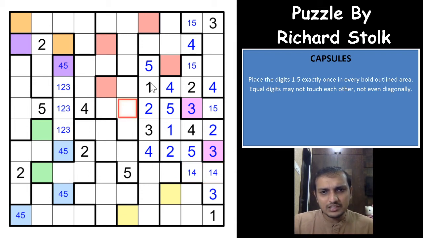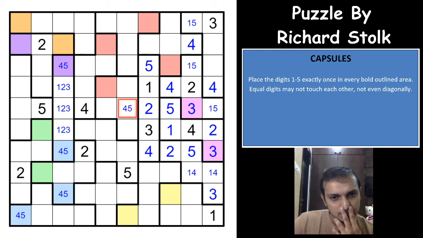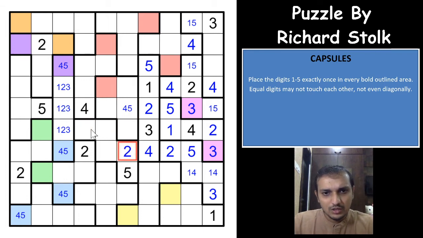If you see this cell, it cannot be all the 3 digits 1, 2, 3. It would have to be 4 and 5. That's nice. Let's see. Okay, 2 cannot be here in these 3 cells, so 2 would have to be here. 4 cannot be in these 2 cells, 4 would have to be here. So these 2 cells would have to be 1 and 3.